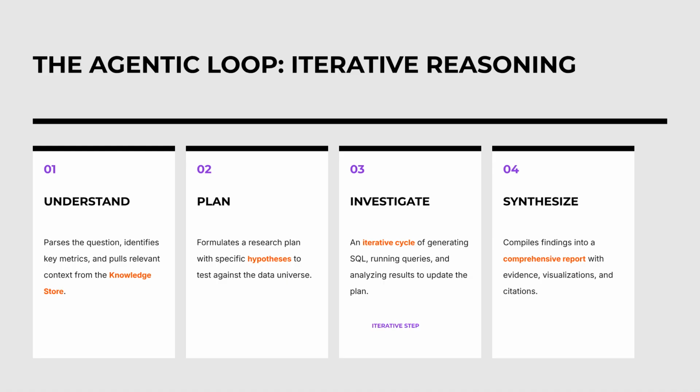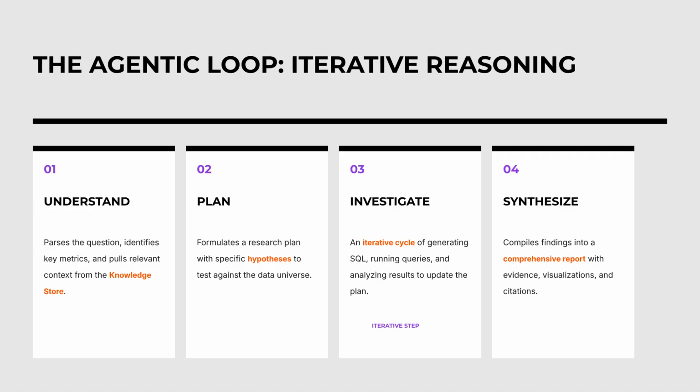Here's where it gets really exciting. The heart of Agent Mode is what we call the agentic loop. This is the iterative reasoning engine that makes Genie think like a true analyst. Step 1. Understand. It reads your question and pulls rich context from the knowledge store. Step 2. Plan. It builds a smart research plan with clear hypotheses to test.